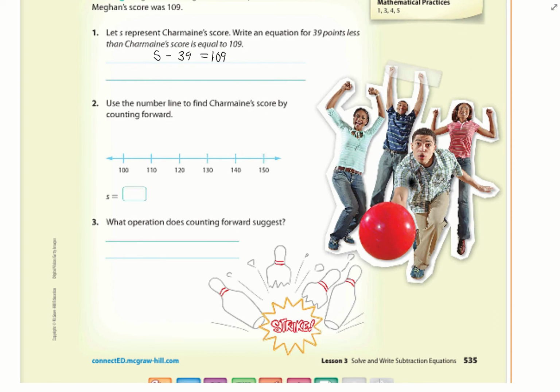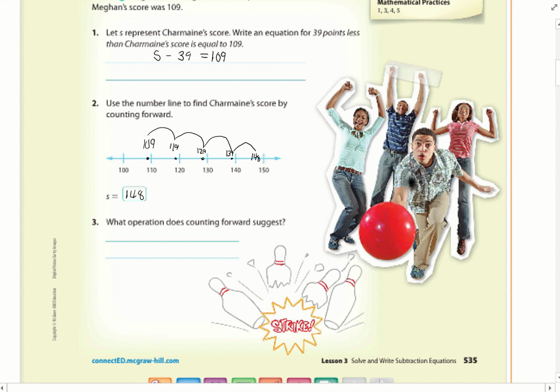So use the number line to find Charmaine's score by counting forward. If I'm at 109, I'm going to go up by 10. So here's 10, it's going to be 119. 20, 129. 30, 139. And now I just need to go up by 9. So it's going to be 148. So her score is 148.